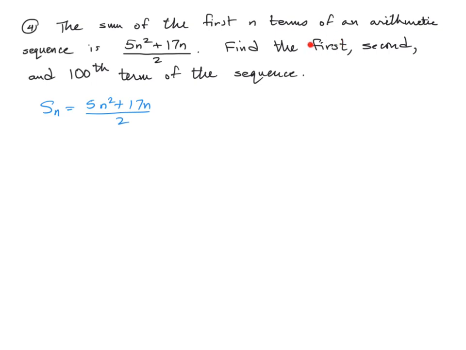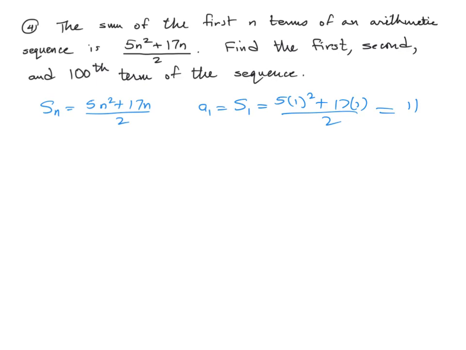Now, to find the first term, well, if I add up all of the first term, that will be the first term. So S1 and A1 are the exact same thing because I just add up that one term. So that's the key why they asked us to find the first term first. So A1 is exactly the same as S1 because you're just adding up that one term. So plug in 1. 5 times 1 squared plus 17 times 1 divided by 2. 5 plus 17 is 22. 22 divided by 2 is 11. So the first term is 11.